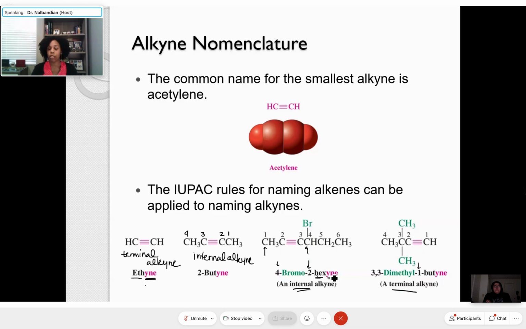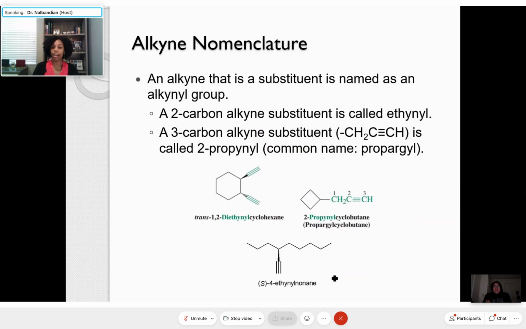So again, number your longest carbon chain. If your longest carbon chain includes the alkyne, name it as an alkyne. If your longest carbon chain does not include the alkyne, name it as an alkane, and your alkyne is a substituent. So how do we name the alkyne as a substituent? We call it an alkynyl group. An alkynyl group.